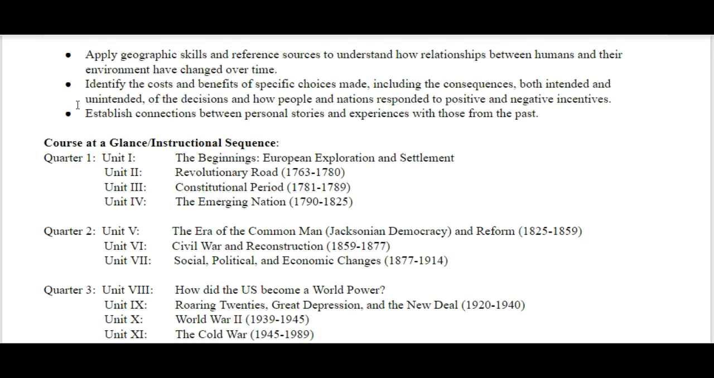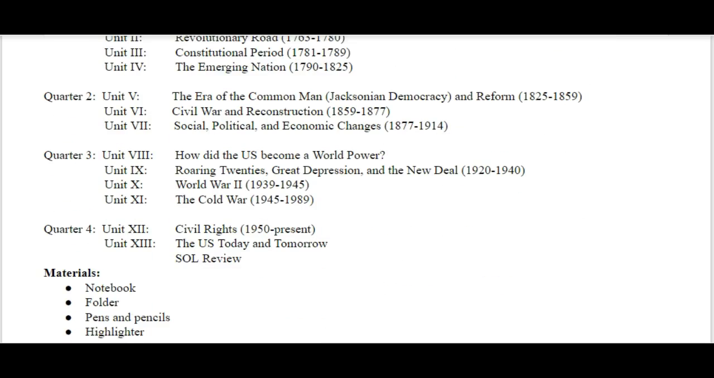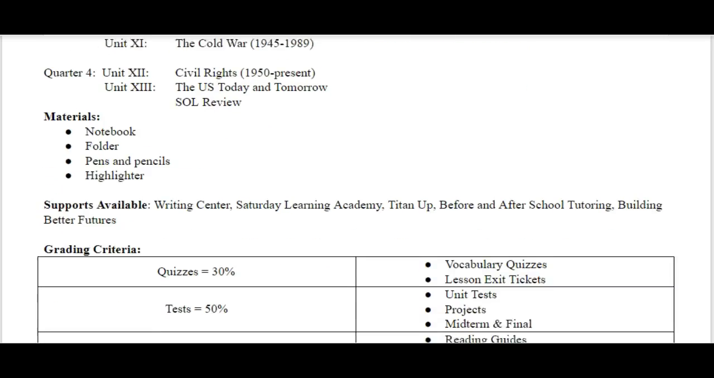Also, costs and benefits. This is extremely important in policy. Why is it that we've done things the way that we've done them? And just the personal stories. That's actually a fun part of history. Then we have our basic timeline of what we are going to cover.